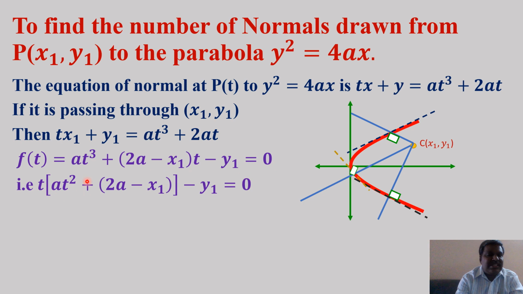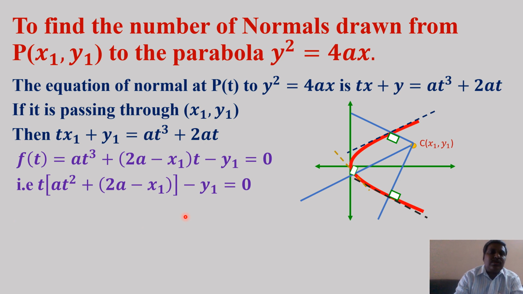Is it a cubic equation or not? It is a cubic equation in t. So how many roots does it have? It has 3 roots. They may be real and distinct, or real and equal, or one is real and two are imaginary. Depending upon the nature of the roots, we get the number of real roots. Depending upon the number of real roots, we can draw the real normals. That may be either 1 or 2 or 3.